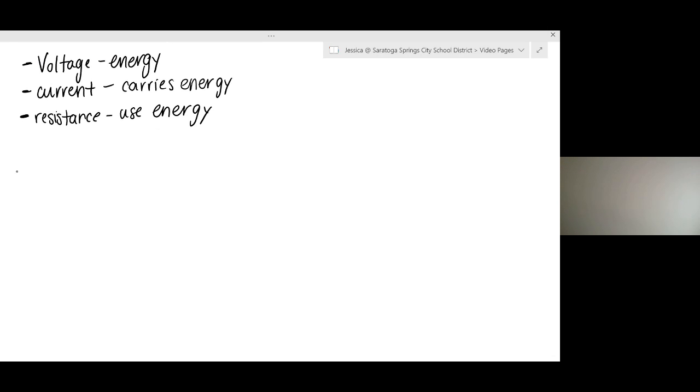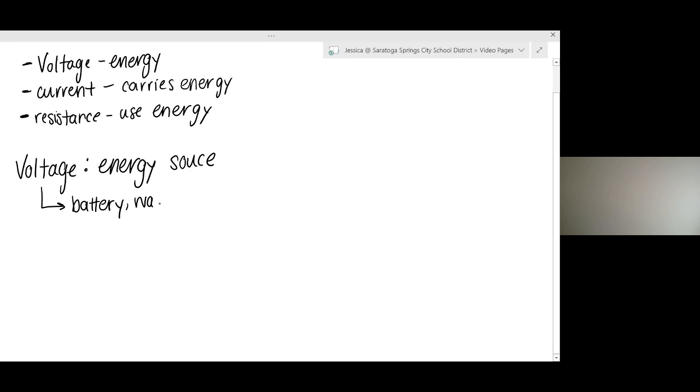So let's first talk about voltage, which is our energy source in a circuit. Examples of voltages or energy sources are, of course, the battery, or a wall socket, or what's sometimes referred to as a cell. We represent these voltages or energy sources in a circuit with two lines. The longer one represents the positive terminal, and the other represents negative.